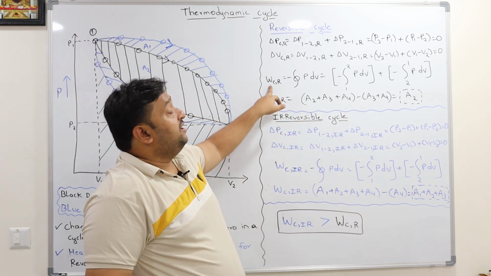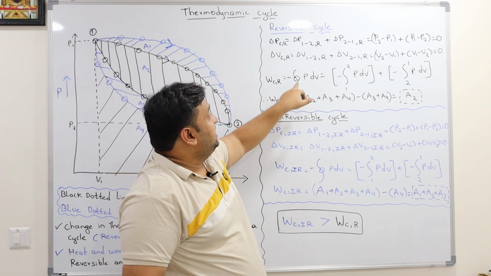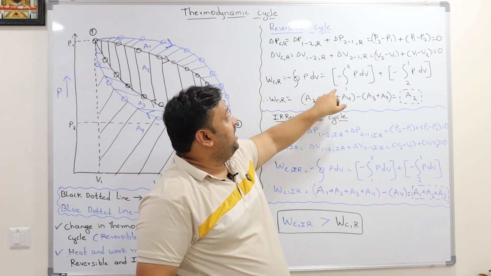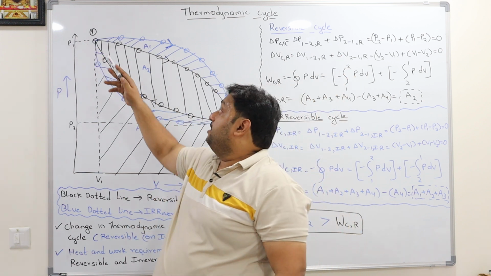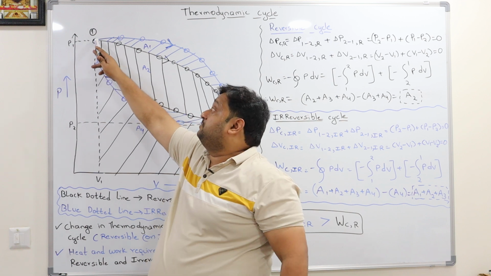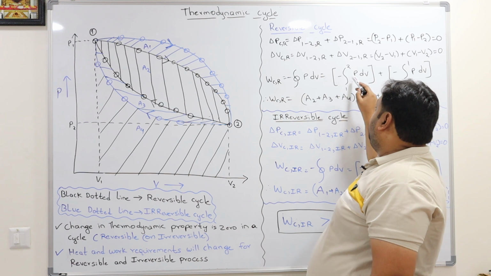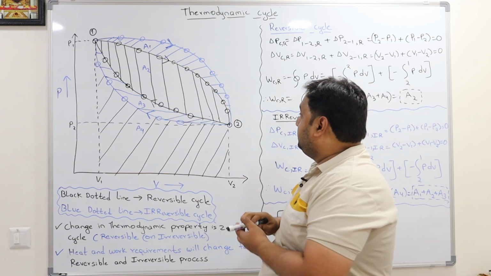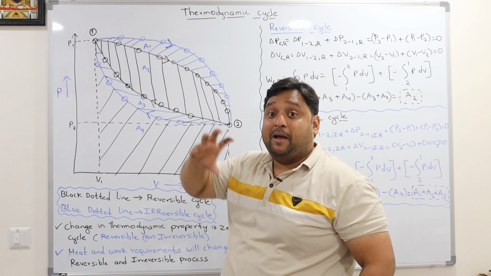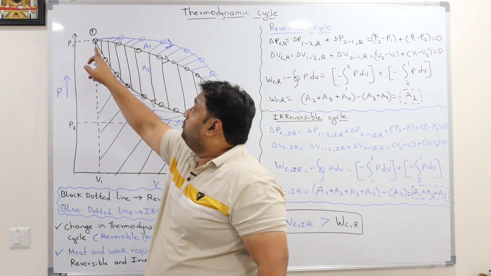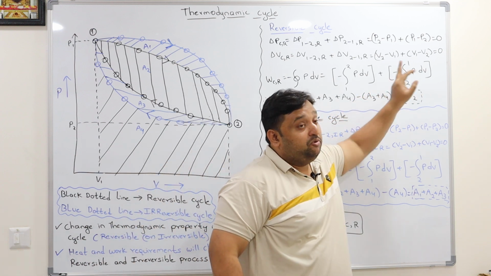In a reversible cycle, what is the net work? Minus the cycle integral of P dV. That is nothing but minus the integral from 1 to 2, which is the work required to bring the system from state 1 to state 2, of P dV, plus the work required to take the system back from state 2 to state 1, which is minus the integral from 2 to 1 of P dV.